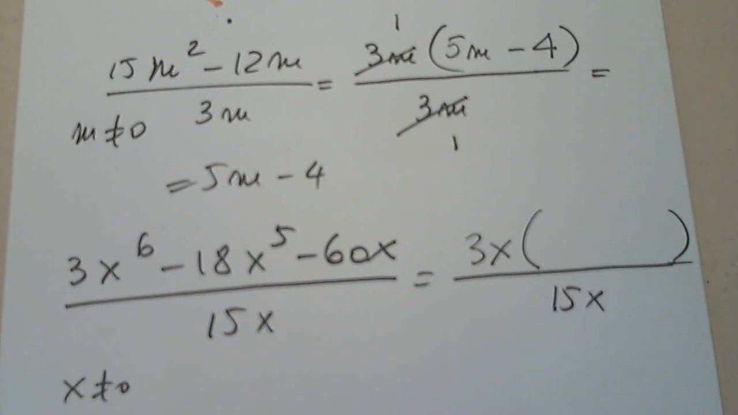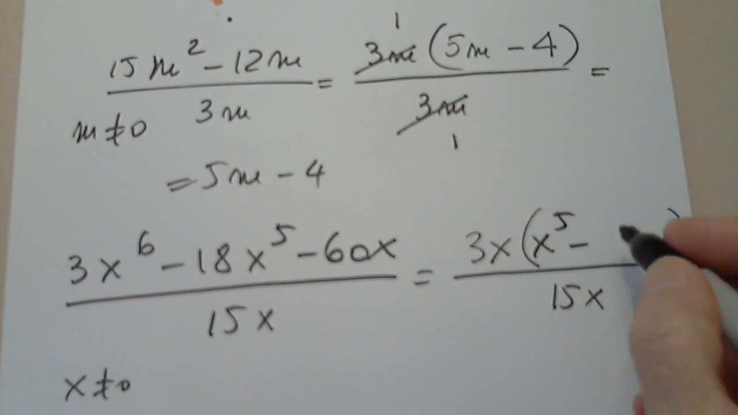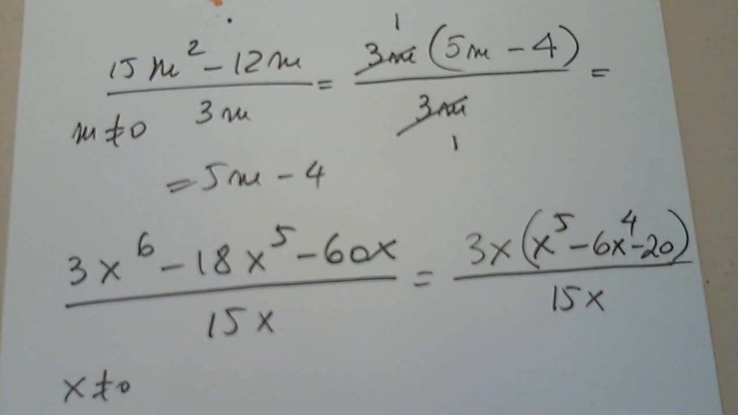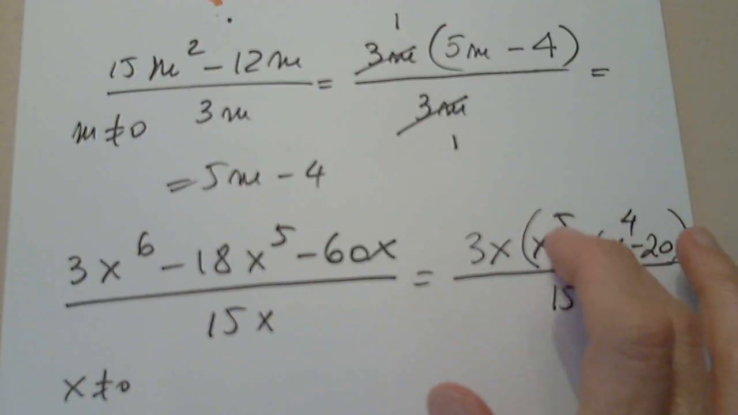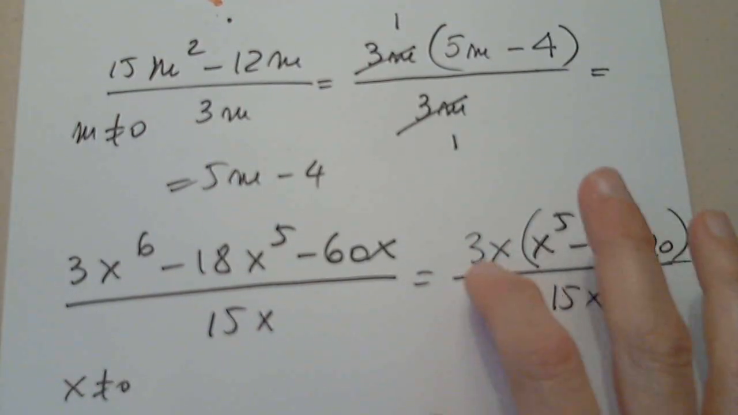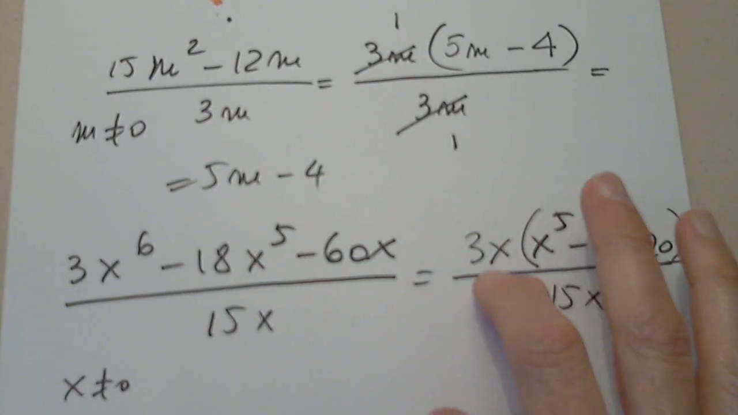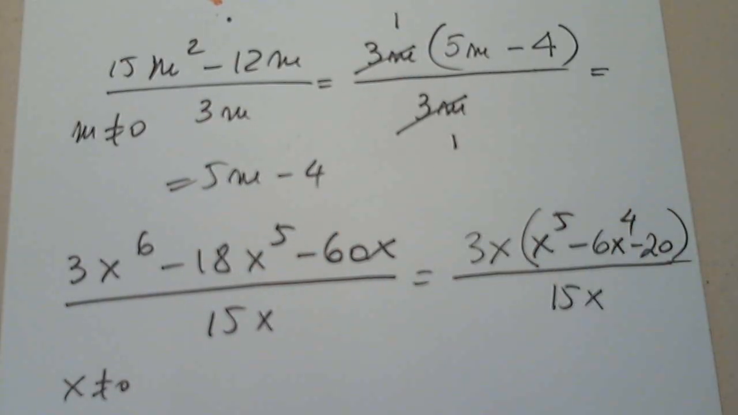x to the 5th minus 6x to the 4th minus 20. That's it. Let's check. 3x times x to the 5th, yes, that's correct. 3x times negative 6x to the 4th, yes, that's correct. 3x times negative 20, yes, that's correct.